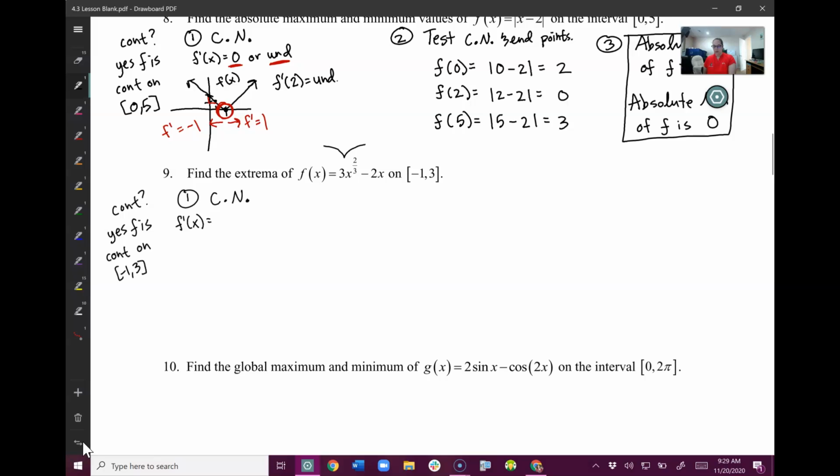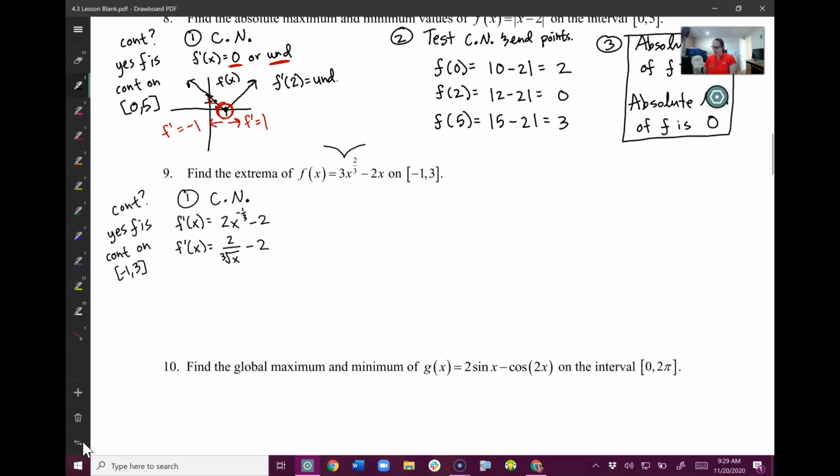So bring the 2/3 in front, and the 3's will cancel. We should get 2x to the 2/3 minus 1, which is x to the -1/3, and then minus 2. And I'm going to rewrite this a little bit. I'm going to bring that x down, turn it into a cube root. So it looks like that. That just helps my brain a little bit better. So let's find our critical numbers.